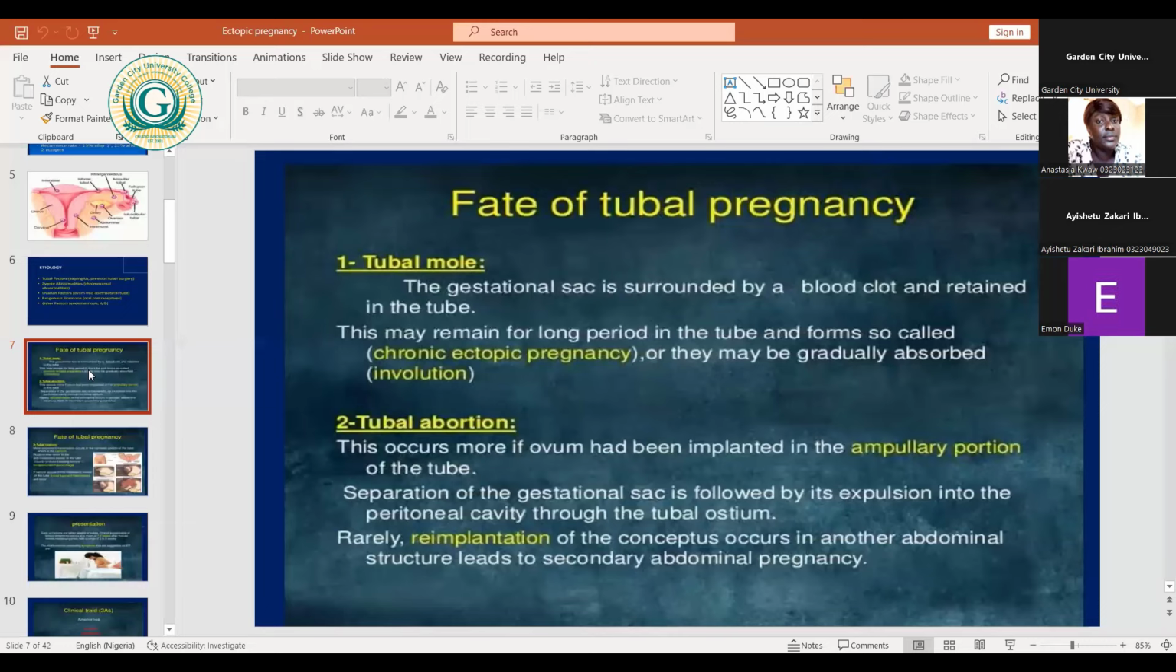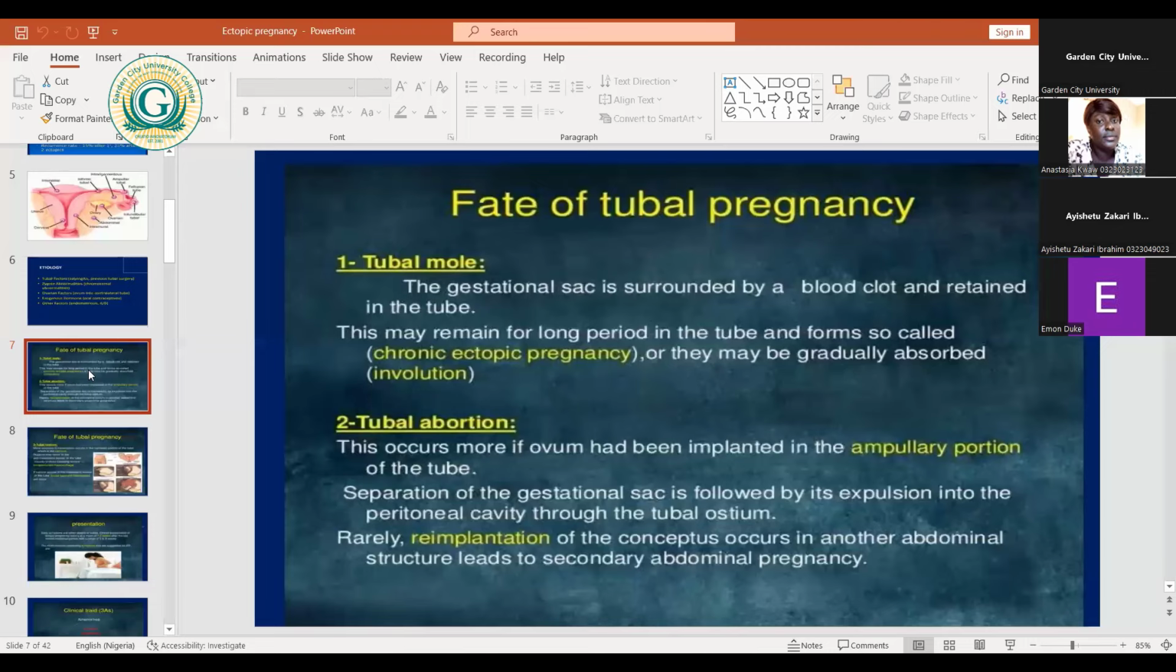Then the tubal abortion. In this case, the other one is the tubal mole, you know, when we're talking about causes of bleeding in early pregnancy. It is absorbed. And usually when that number one happens, the problem is that the woman may find it difficult to get pregnant again. And then the second one is the tubal abortion. This occurs more if the ovum had been implanted in the ampullary portion of the tubes.